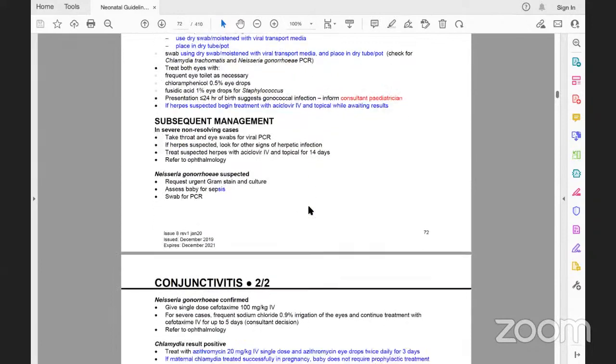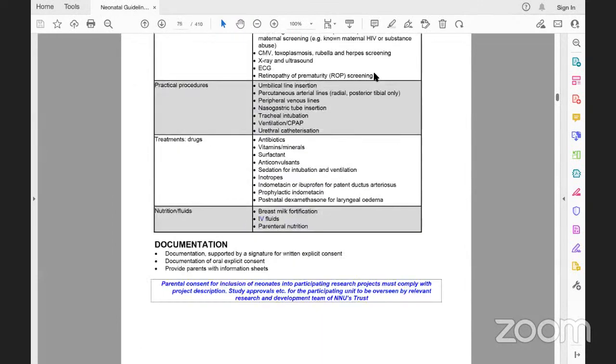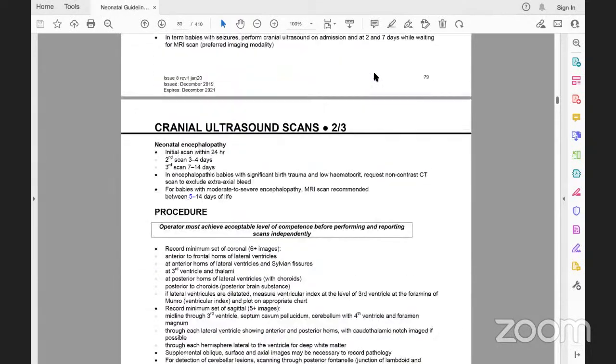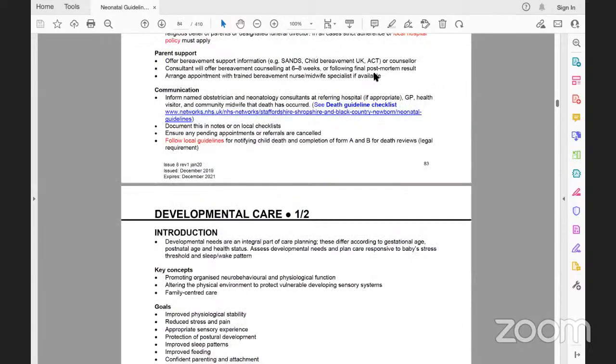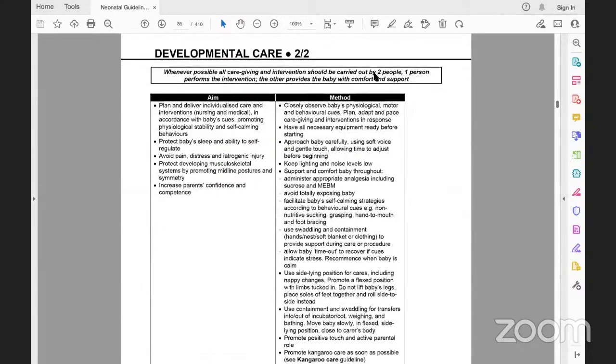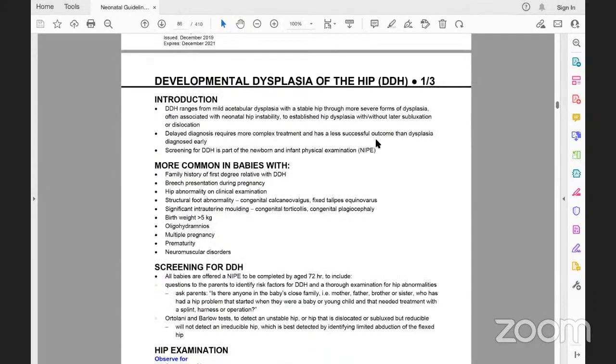No, ma'am. Okay. Now, what about this chapter 80? Okay, we will discuss in the group if you have any confusion with any question related to neonatal guideline.